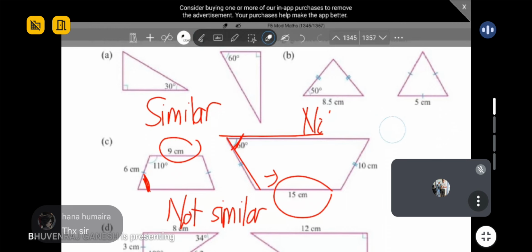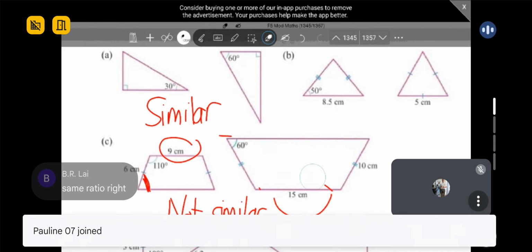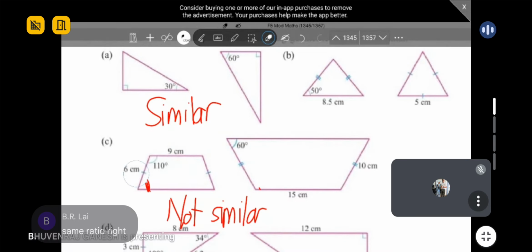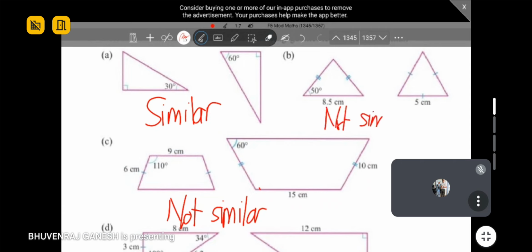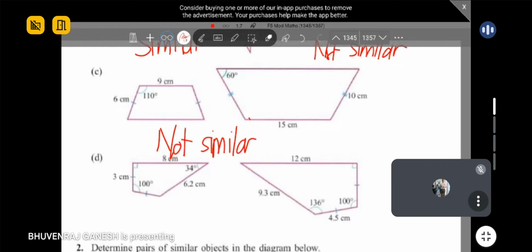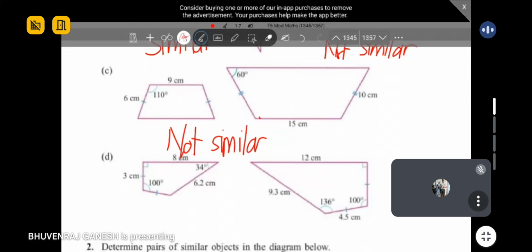Okay? So always remember, check panjang, check sudut. Kalau dua-dua sama nisbah dia, baru dia serupa. Itu adalah cara. Check the ratio. Yes. Okay, then only you can check whether similar or not. Okay? So now we go part D. Okay, so for part D, similar or not? Adakah mereka serupa?